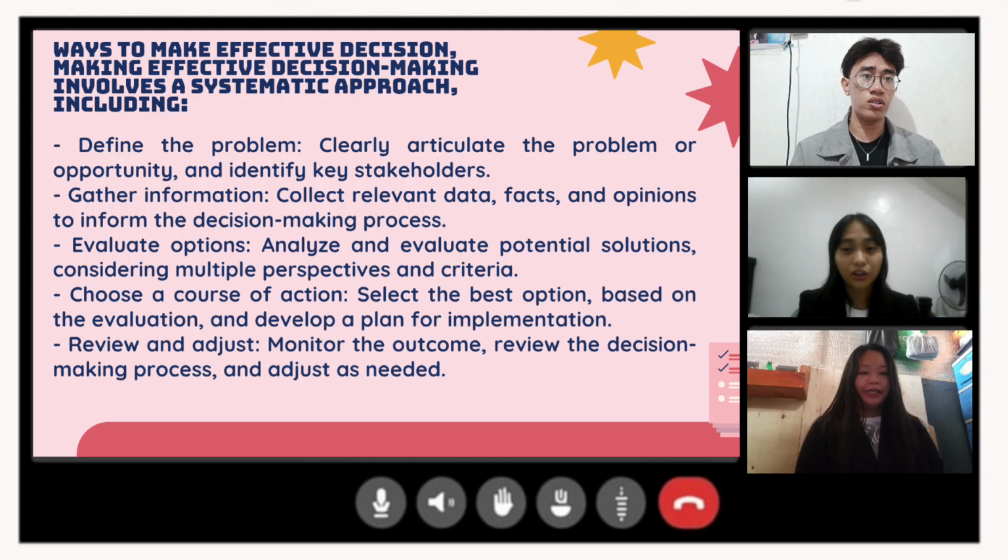So, in conclusion, using a systematic approach to decision making helps ensure that choices are thoughtful, informed, and effective. It builds confidence and reduces the risk of mistakes. Whether in school, work, or everyday life, these 5 steps can help anyone make better decisions. So, this is my report for ways to make effective decisions.